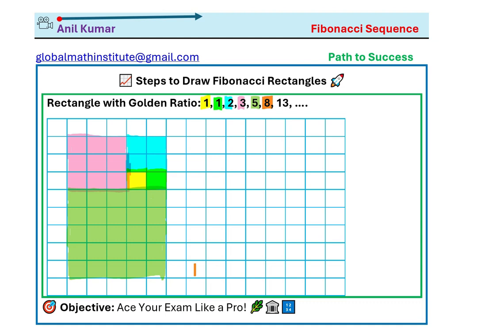Correct. So we already have this side of 8, right? 1, 2, 3, 4, 5, 6, 7, 8. We need 8 on the other side. So 1, 2, 3, 4, 5, 6, 7, 8. So that forms the square 8 by 8. Makes sense? See how easy it is.